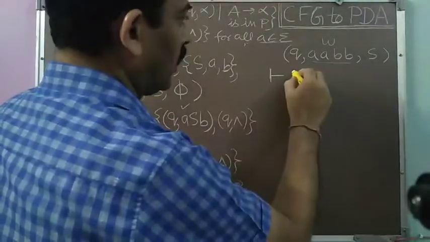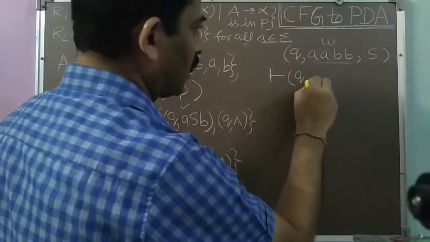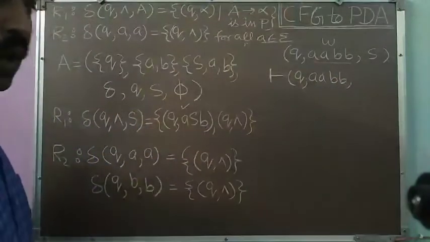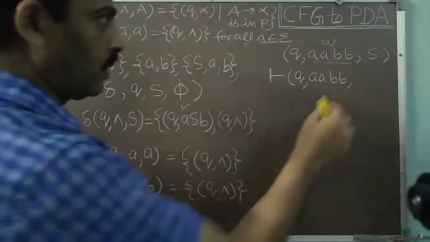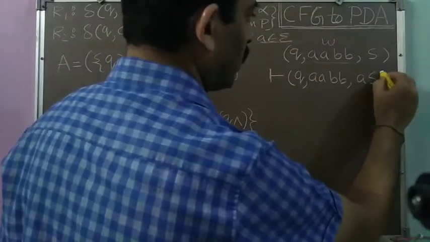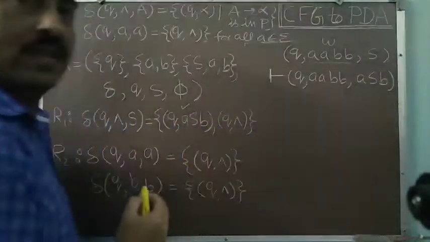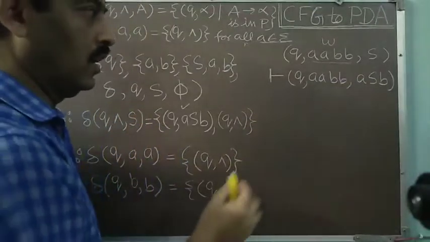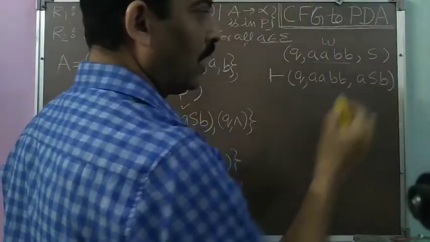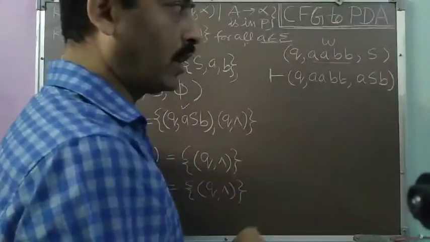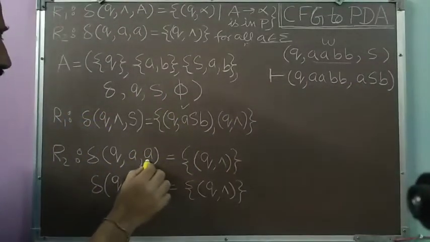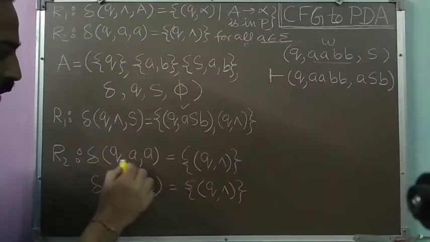So I will be in the state Q. The whole string AABB remains to be processed, and in the push down store S will be removed and ASB will be pushed. So now the status of the push down store will be something like this. So now we have come to this ID. Now again I am in the state Q, and at the top of the push down store is the symbol A, that is the terminal A. So now I have got a terminal. If I have got a terminal, then which rule is applicable? I am getting a terminal A here. So the rule delta Q A A is applicable.